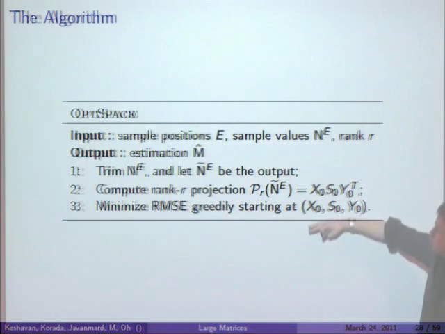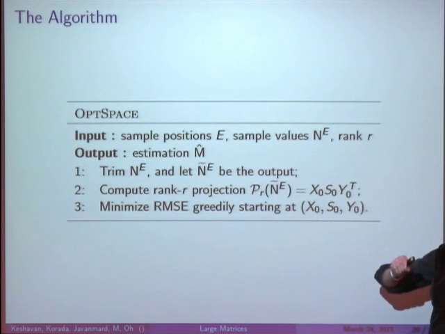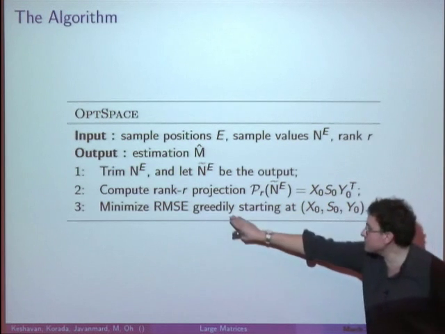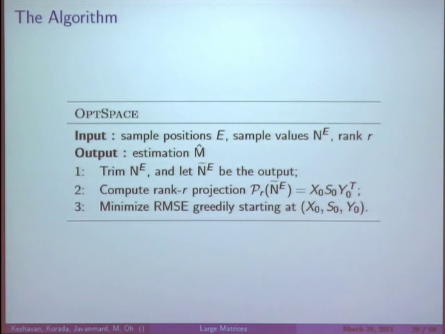Now, this is not the whole algorithm. What we do is that we do that, and then we take the root mean square error and try to minimize it greedily. I will not be precise about what I mean by minimizing greedily, but we do some sort of gradient descent to minimize the root mean square error, starting with this factorization.